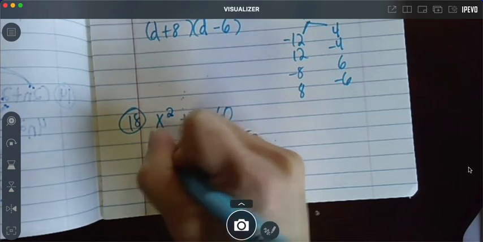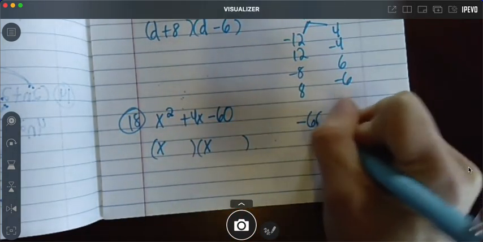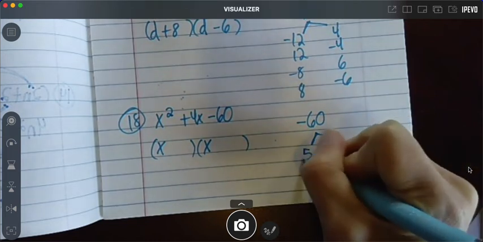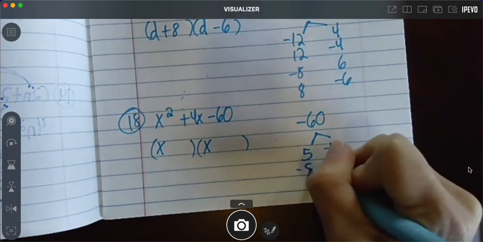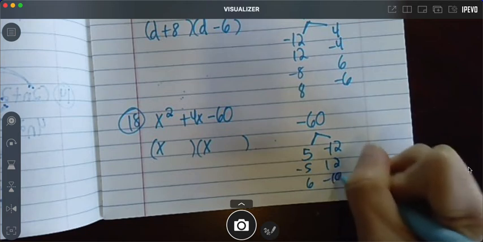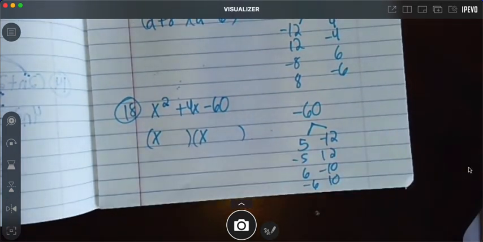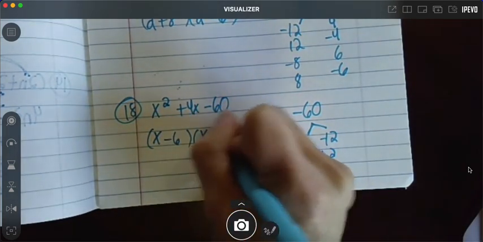At the beginning goes x, and what are factors of negative 60? 5 and 12. 6 and 10. I'm making one of them negative though. Okay, so does any of that add up to 4? Yes. Which one? Negative 6 and the positive 10. So minus 6 and plus 10.